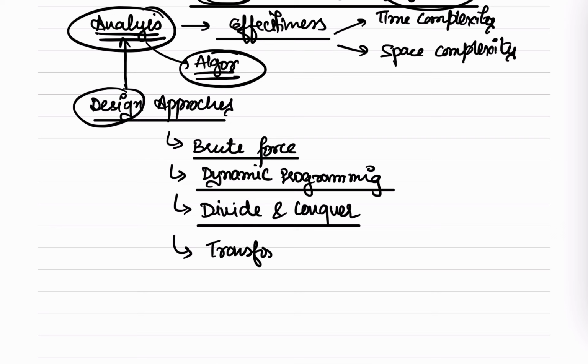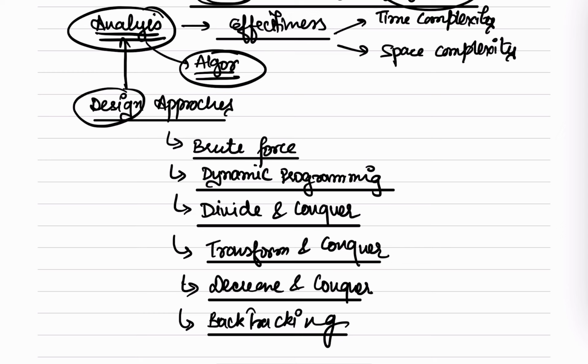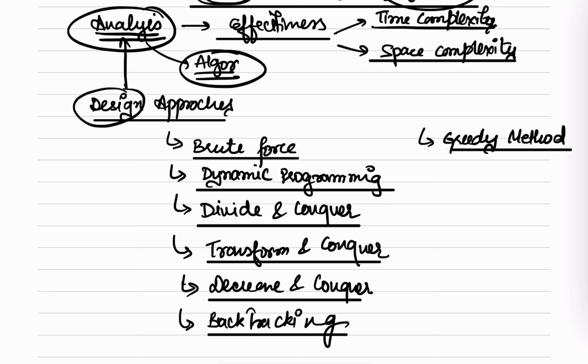Transform and conquer is also there. It's a mixture of it. Then we have decrease and conquer. We also have backtracking. Yeah, we have to roll back, so backtracking and many others, right? In coming videos we are going to discuss all these things. Yeah, greedy methods, so many, right? We are going to see all the algorithms of these kinds of design approaches, and we have to analyze them, that is, time complexity and space complexity we'll be using.